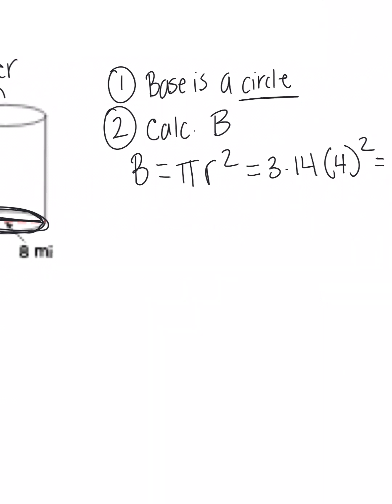All right, when I actually multiply these, you should get 50.24 or something close to that. So that's going to be your capital B. All right, that's the area of that circular base.